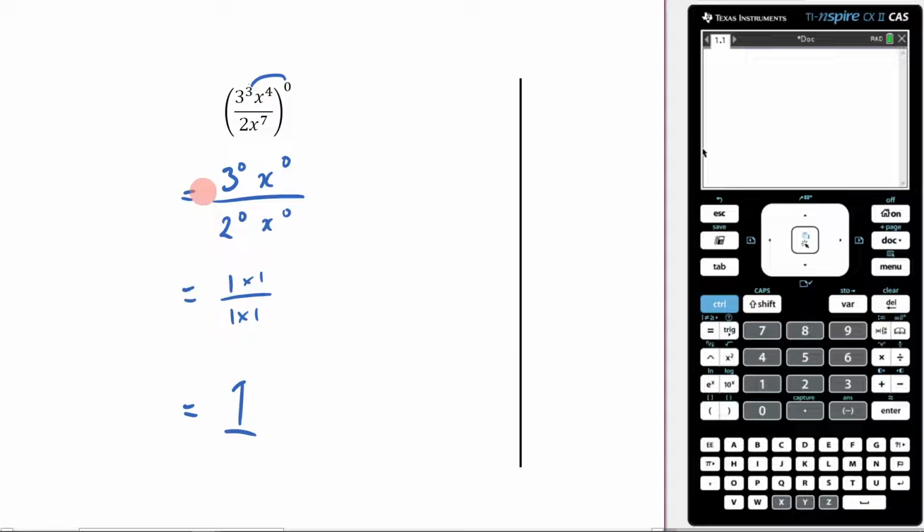How silly is that? Why would you do it that way? You should just go straight to, bang, the answer is 1. Do not waste your time. You do not have time to waste.